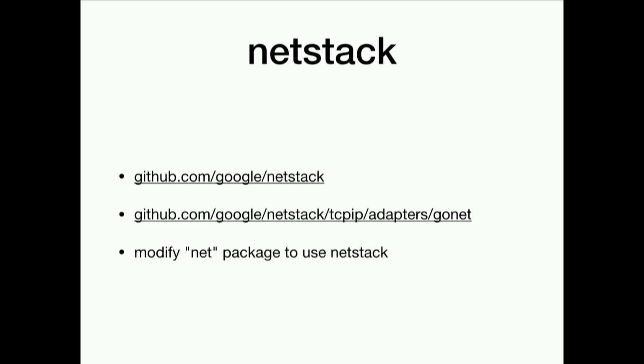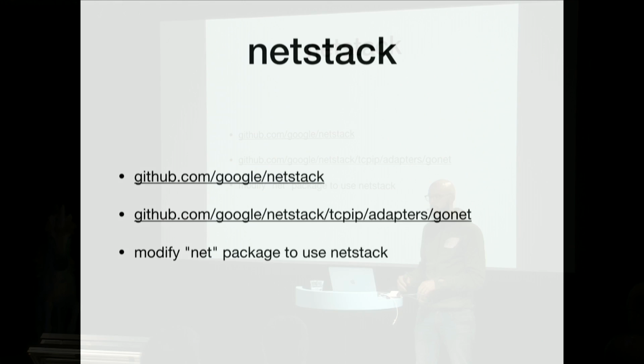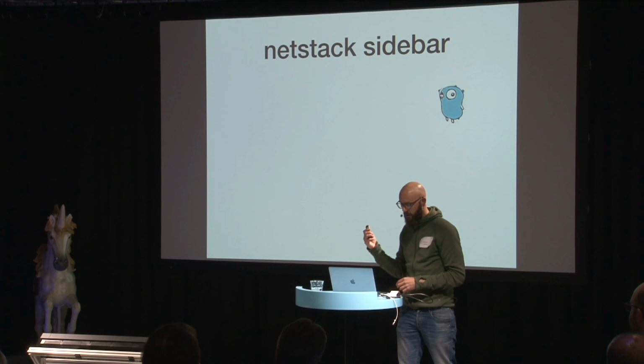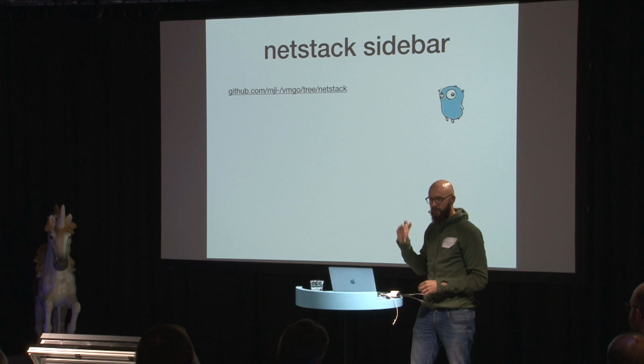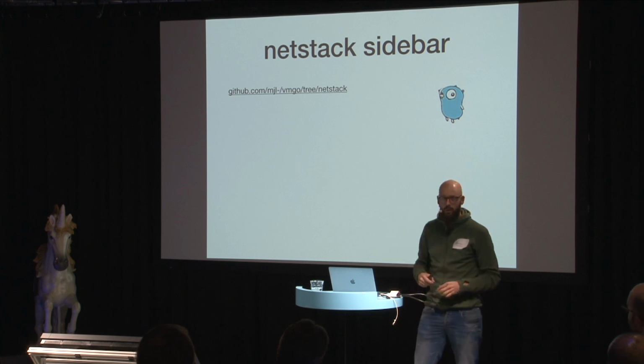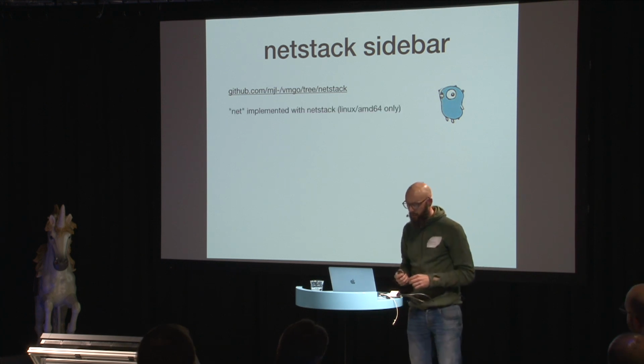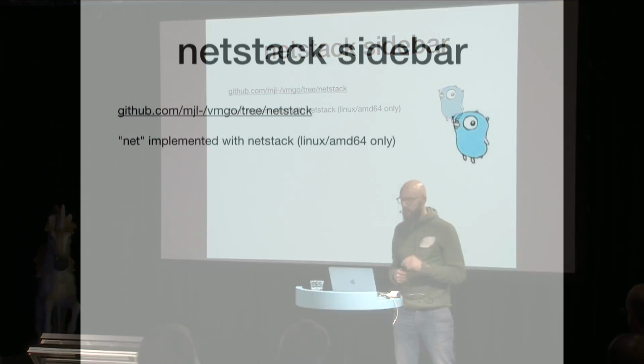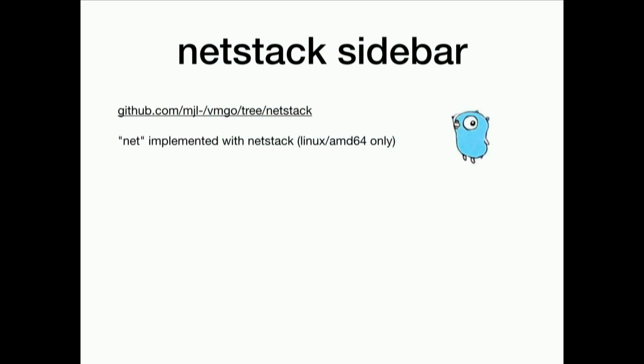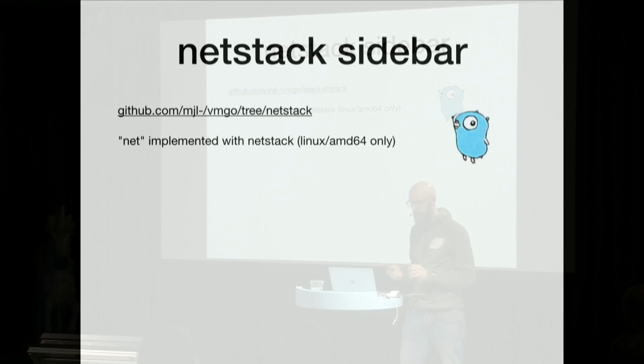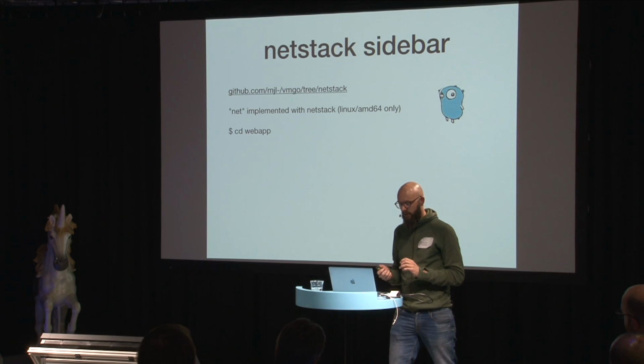So I thought I'd try to integrate NetStack and use that as the backend of the net package for making actual connections. So I made this separate branch in my Vmgo repository that does that. So it's net implemented with a NetStack backend. It only works on Linux AMD64 because that's what NetStack implements out of the box. And the amount of code needed to do this was surprisingly little. And it sort of works.